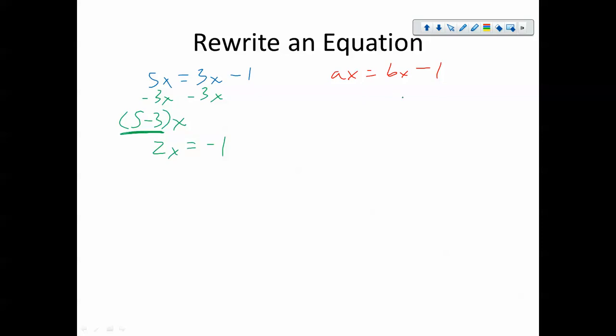Now look at this one over here. We are going to do the same step that we did over there, right? Because this is the same equation, just numbers in for a and b. I'm going to subtract bx, and I'm going to subtract bx. So what does my next line look like? That cancels, and that's negative 1. But what happens over here? This was 5 minus 3. This is a minus b. A minus b, x.